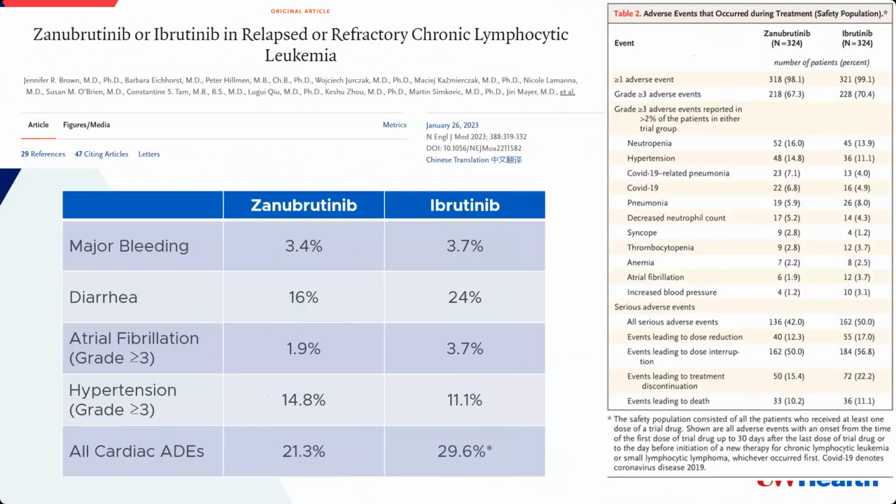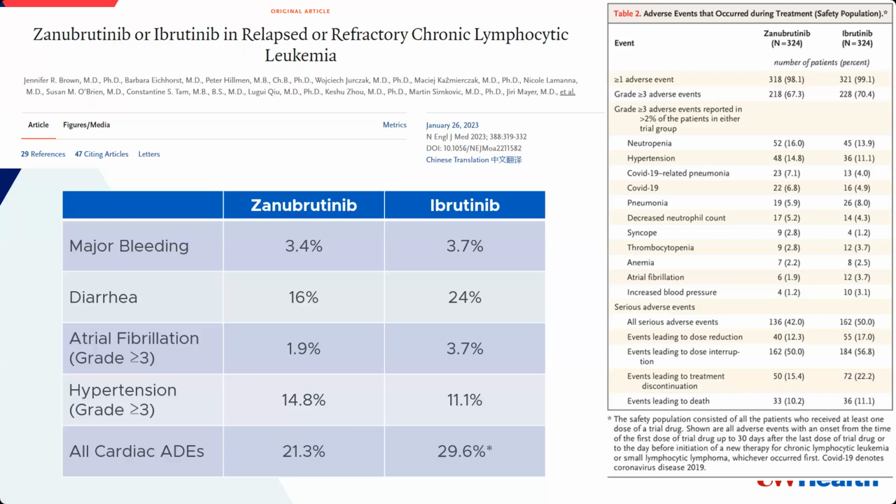This slide here shows the Alpine study toxicity data. This was a phase 3 trial comparing zanubrutinib to ibrutinib, again in patients with relapsed refractory CLL. Zanubrutinib demonstrated improved progression-free survival in this trial. And it also had fewer discontinuations due to adverse effects and fewer cardiac adverse drug events leading to treatment discontinuation or death. So again, kind of another reason we're using these second generations over ibrutinib in this setting.